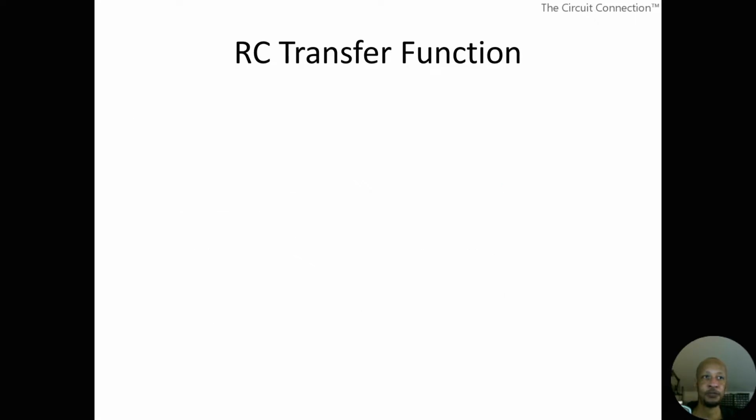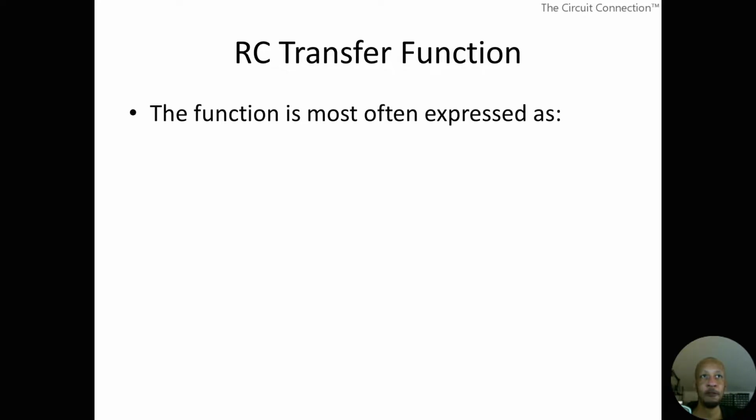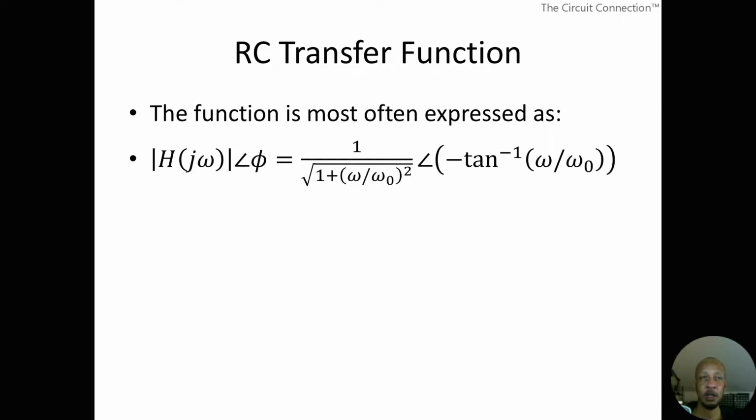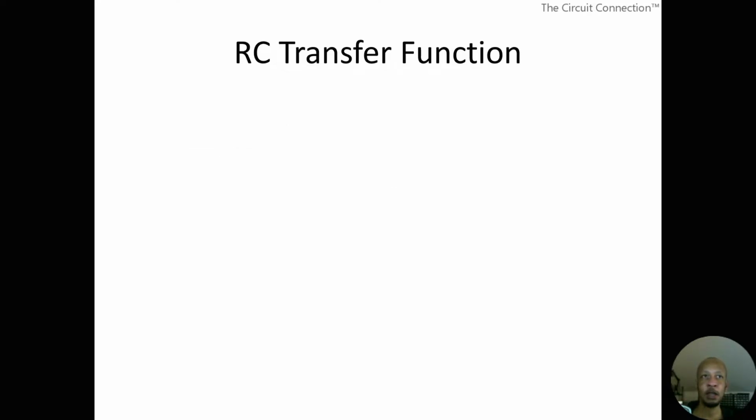So next, the function is most often expressed as this. Now, when you read books, you're going to see this. I can guarantee you, you're going to see this. And I'm going to go back a couple of slides here.